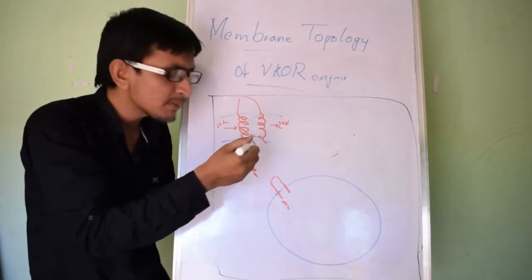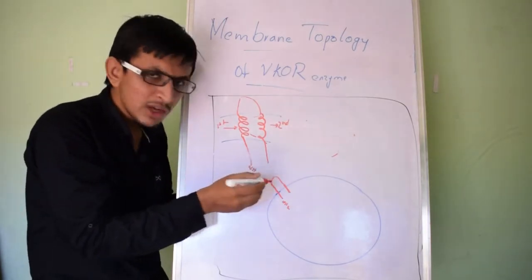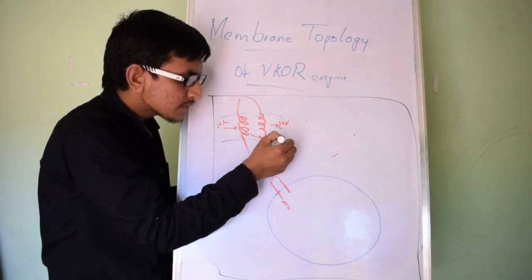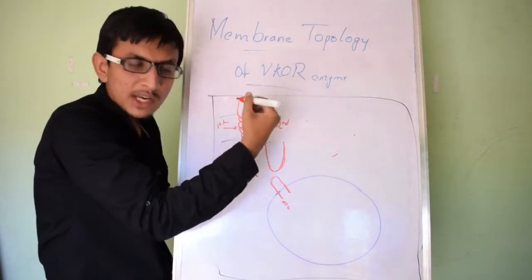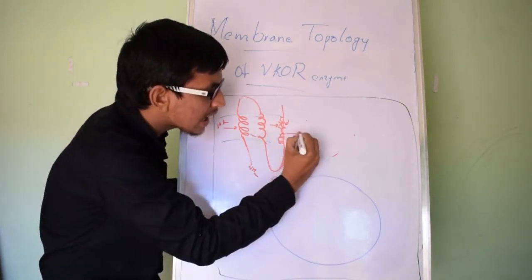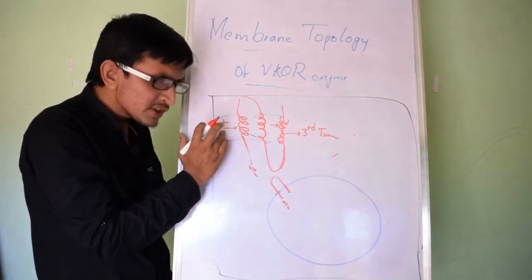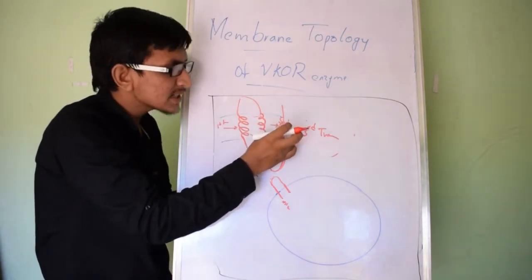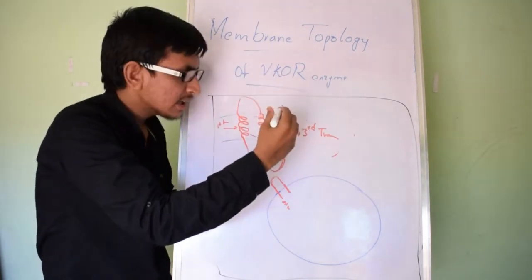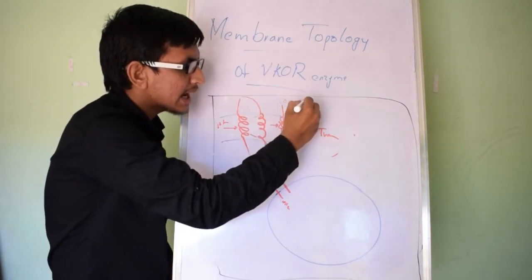Once it forms the second transmembrane helix, again it goes into the endoplasmic reticulum, and once it goes in, again it comes outward and crosses through the membrane to come outside of the endoplasmic reticulum. During this process, it forms another helical structure. This is called the third transmembrane helix. Once it forms the first, second and third transmembrane helix, it ends its amino acid chain, and the end of the amino acid chain is the carboxyl end.